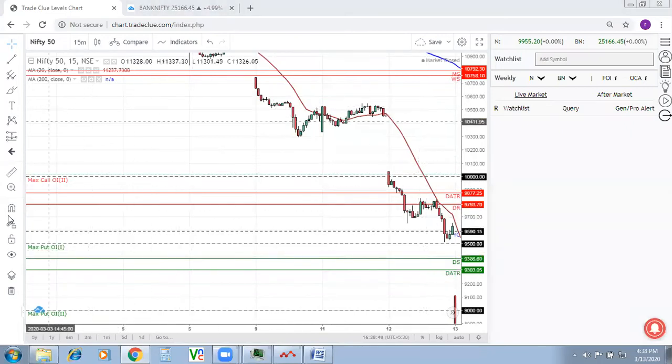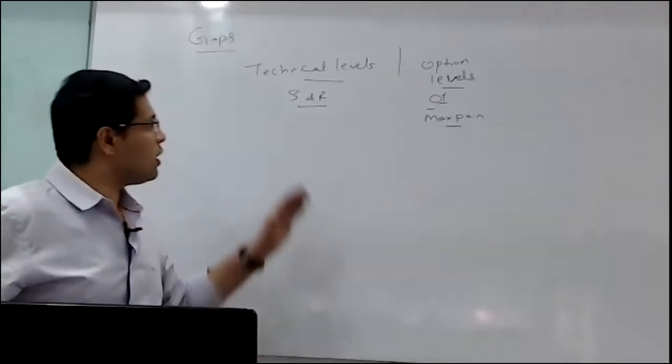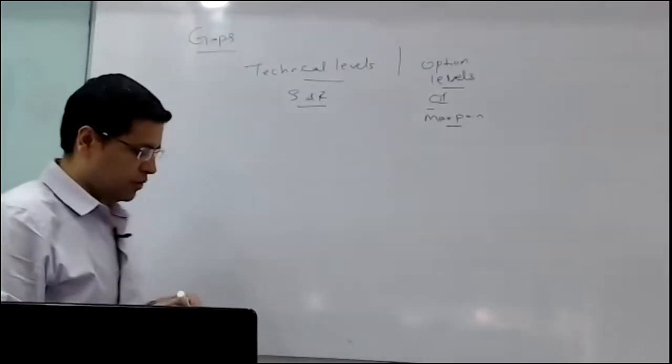And when you see the left hand side, you have max call OI and max put OI of the option chain, which is also being plotted on the chart. So the idea here is to have technical levels and options levels on the same chart. Now let's understand why these levels are there and how we can use them in gap theory to make good trade setups. I have some examples also which I'll share at the end.